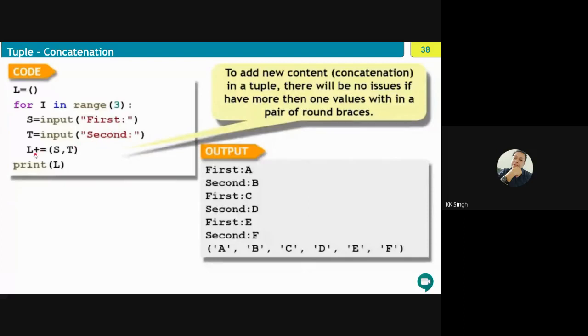So when you concatenate this tuple to this tuple variable, this will be concatenated, and hence first time I have taken A, second B. In second iteration, I have taken C and D. And third iteration, I am taking E and F. So when I print this tuple, it will print A, B, C, D, E, F. This is the complete tuple.